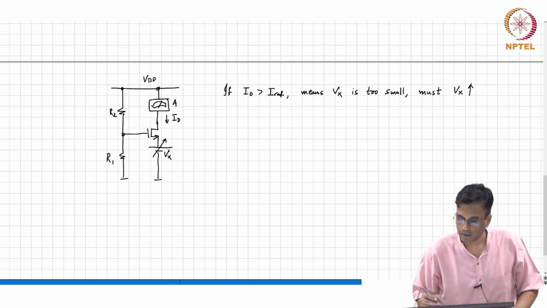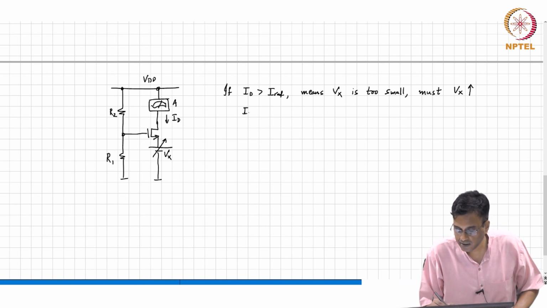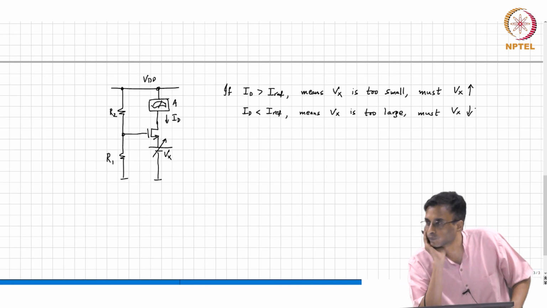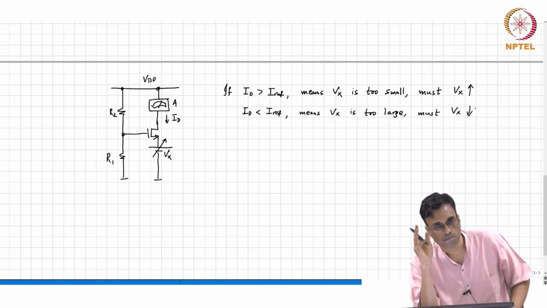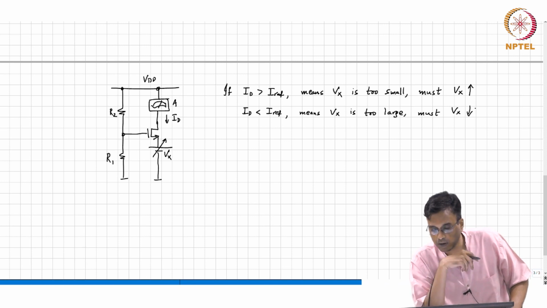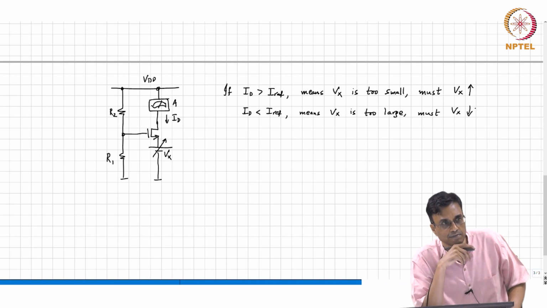Okay. Now, if on the other hand ID is less than IREF, it means VX is too large, and therefore you must reduce VX. Clear? Okay.